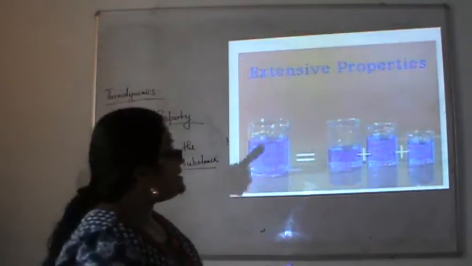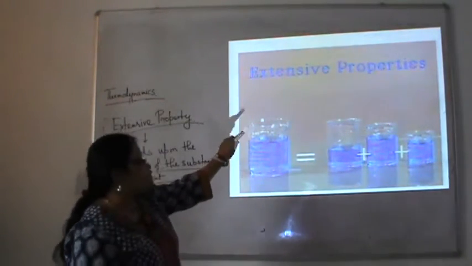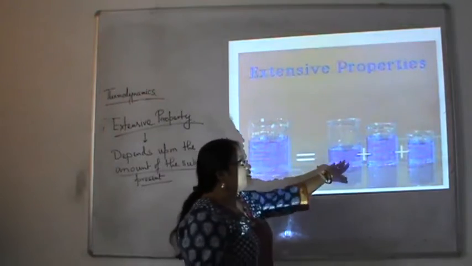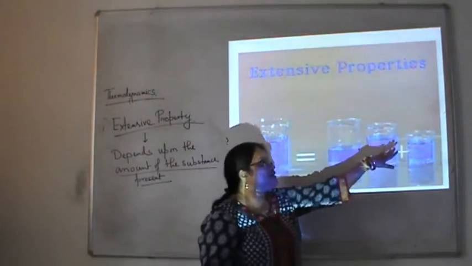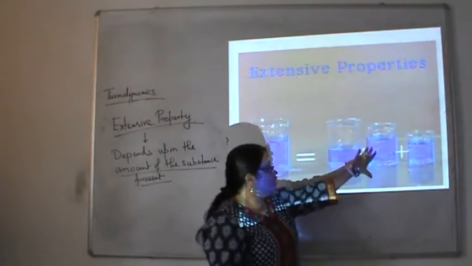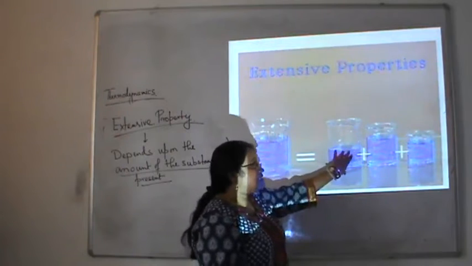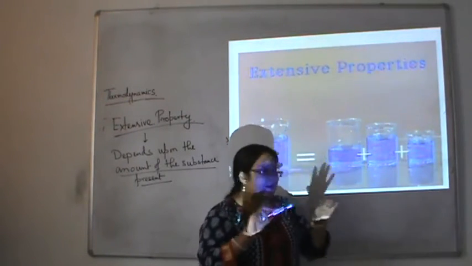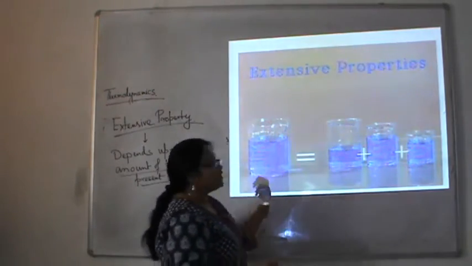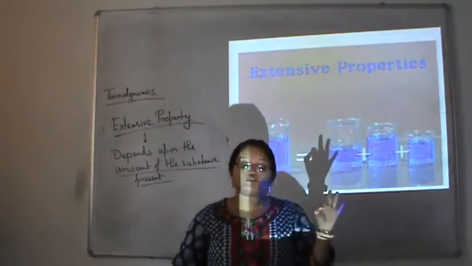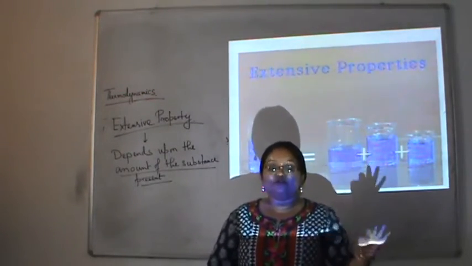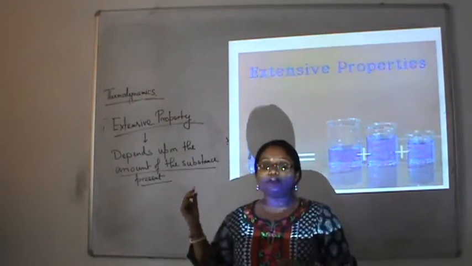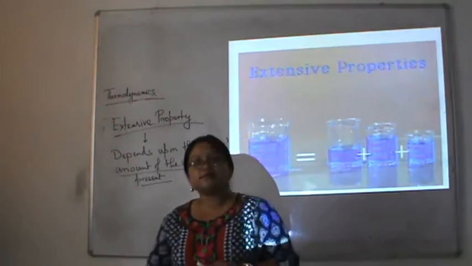So this is the extensive property. In this picture, you can find that this is the total volume. But here, the volume is split in three different beakers. So here volume is less, here much, and here much. By adding up, we can get the total volume. So for determining volume, we have to determine the amount. So, it depends upon the amount of the substance present.